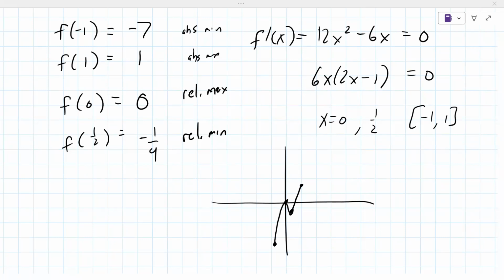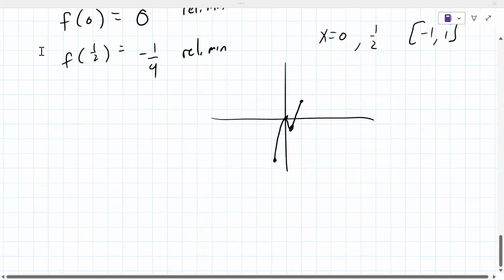I do remember getting one of the problems like this on a test wrong. Very, very easy to do. Yeah.